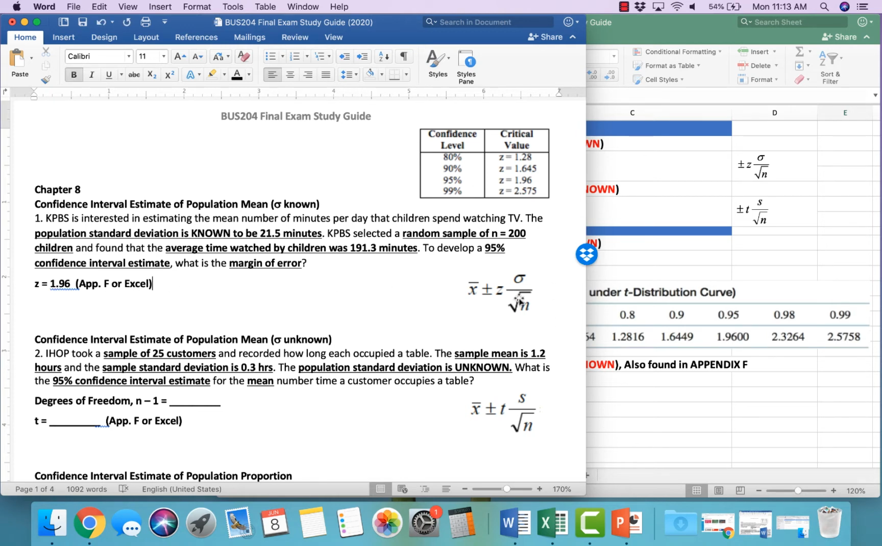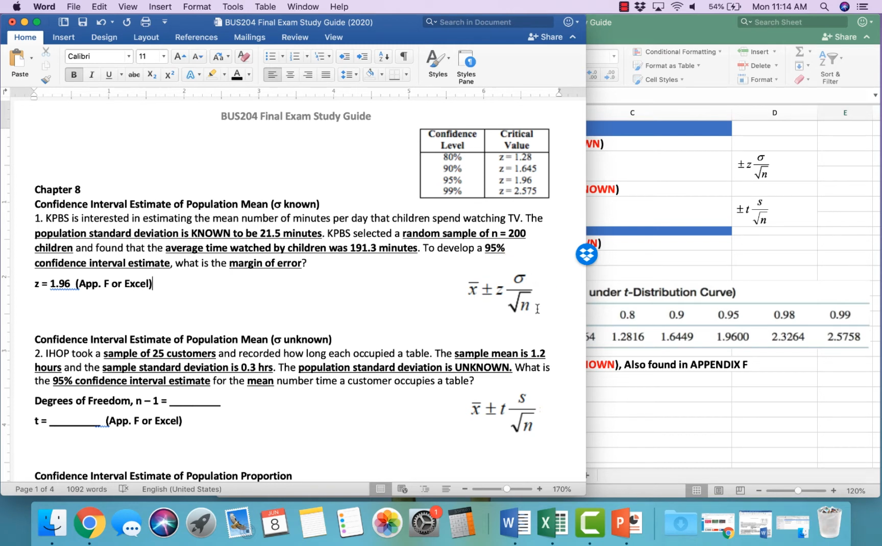Note that over here on the right, I do have the formulas, and this here is the entire formula for a confidence interval estimate. But the question asks, what is the margin of error? So recall that margins of error have a plus or minus in front of them. In other words, here's my plus or minus, so the margin of error is the right side of the formula. So I only care about this part right here: our critical value times our standard error, which is the population standard deviation divided by the square root of n.